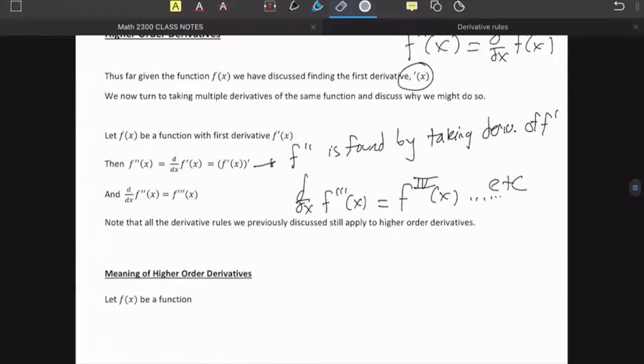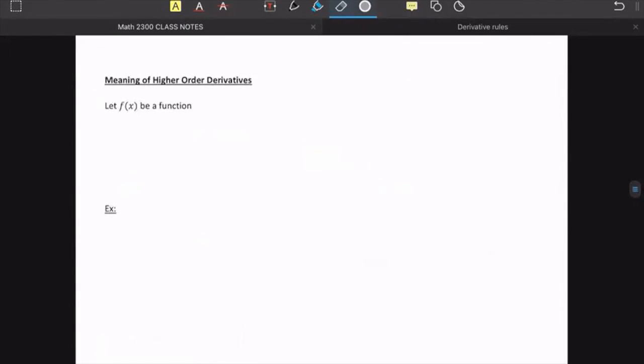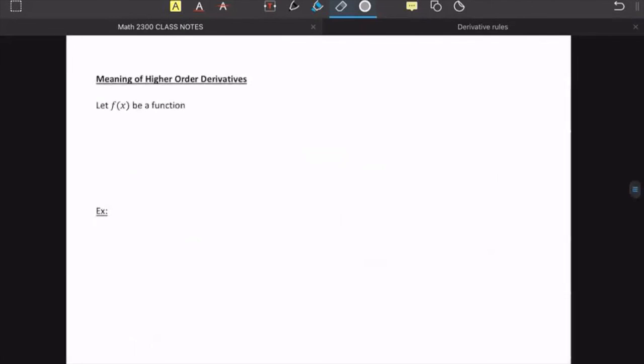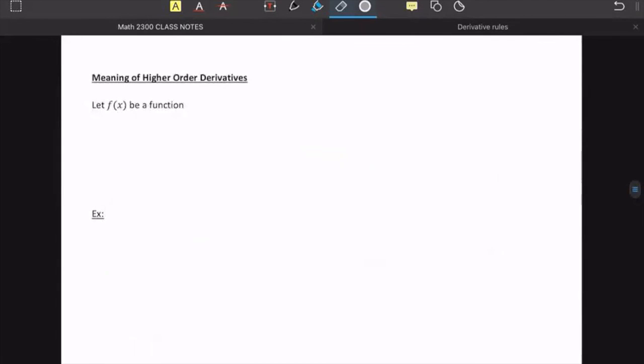So let's talk about the meaning. Yeah, let's do that real quick, and maybe this will clarify some of those things. And if not, we can come back to it. So let's say we have a function, f of x, right? Think about it meaning something. Maybe it's a population over time. Maybe it's the amount of money in your bank account, something that you care about, right?